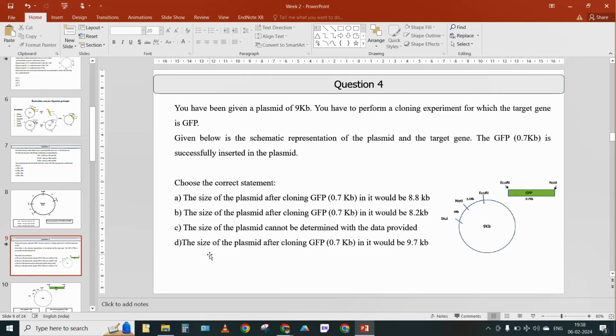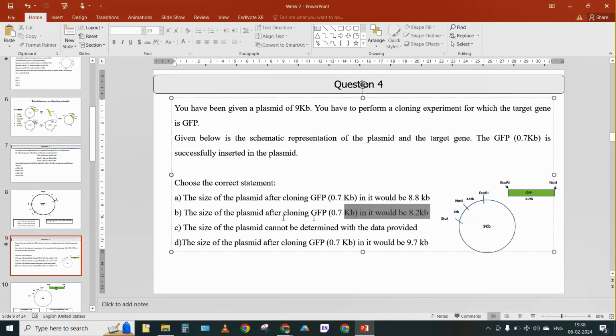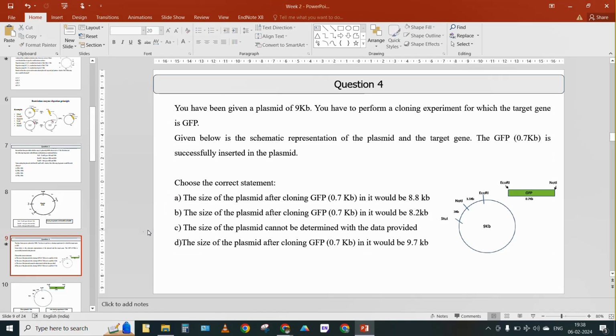Maybe option B. And why option B? Sir, because to insert this into the target gene, you need to cut it. After cutting it and again inserting it, it is almost 8.3. Okay, in what way will we cut? There is some specific region to cut. So at what sites do we have to cut? Sir, from this EcoRI to NotI region, we have to cut and put the gene there.